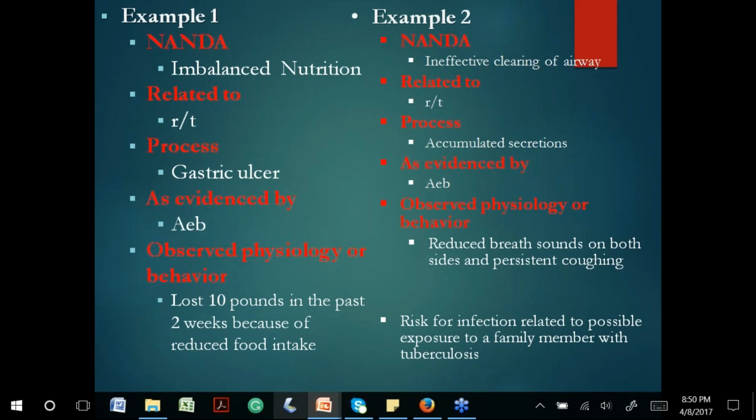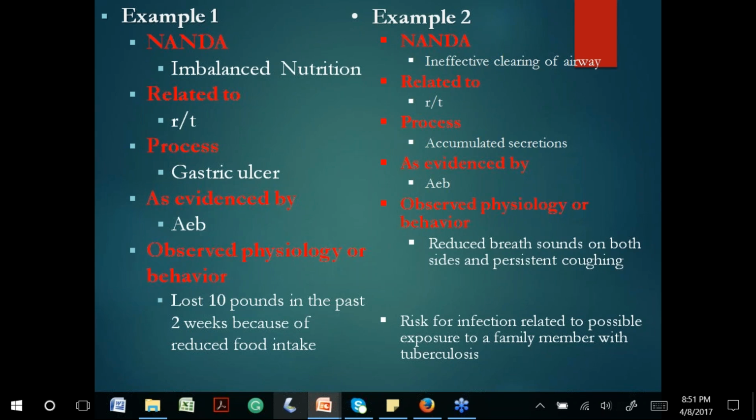We have some examples of NANDA here. One general example is imbalanced nutrition. Imbalanced nutrition could be for different situations. For example, in this case, related to a gastric ulcer, the patient cannot eat because it's painful. Another example is elderly people especially: they give the food and the patient is not eating. What is the first thing we think? Oh, probably he didn't like the food, or he's depressed, he doesn't want to eat now. But then you take the food away, and the next day the same story, and then imbalanced nutrition.